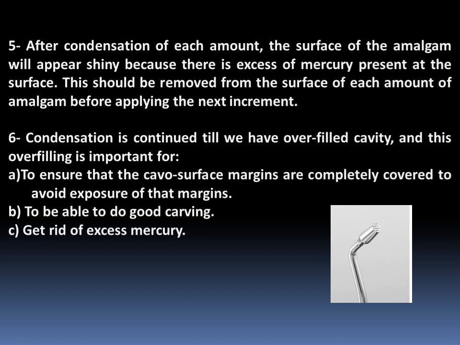Number six, condensation is continued until we have an overfilled cavity, and this overfilling is important to ensure that the cavosurface margins are completely covered to avoid exposure of the margin and to be able to do good carving, in addition to getting rid of excess mercury. Here in this picture I have the condenser, the instrument most commonly used for condensation. As we see at the tip of the condenser, there is serration. This serration is very important during condensation of amalgam.